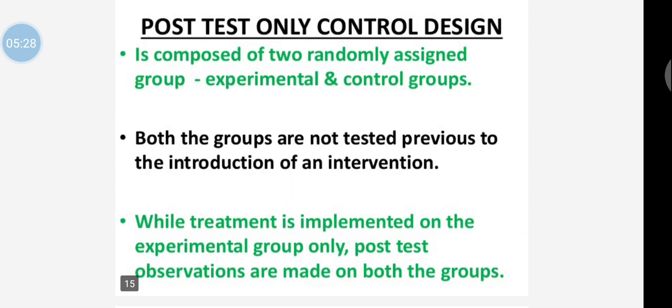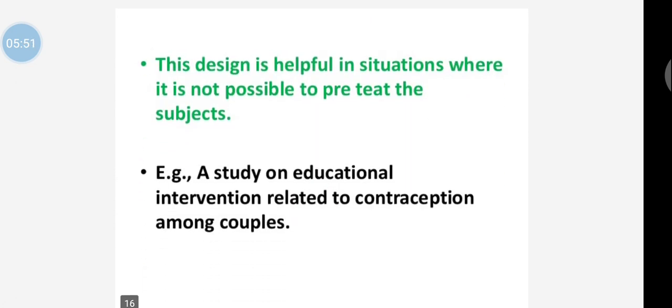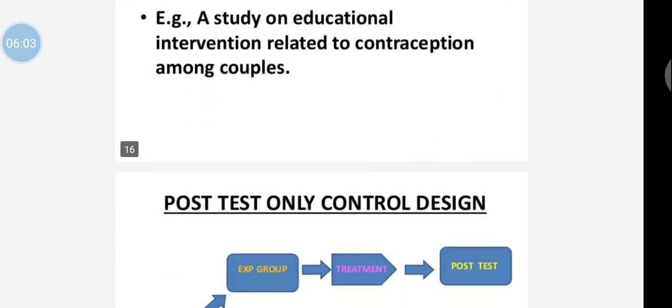First, let us see about post-test only control design. It is composed of two randomly assigned groups, experimental and control group. Both the groups are not tested previous to the introduction of an intervention. While treatment is implemented on the experimental group only, post-test observations are made on both the groups. This design is helpful in situations where it is not possible to pre-test the subjects. For example, a study on educational intervention related to contraception among couples.